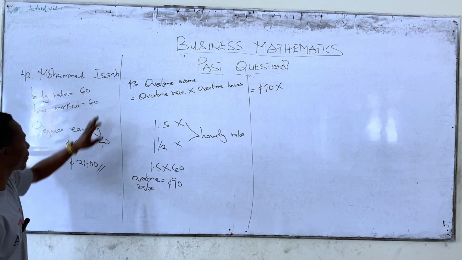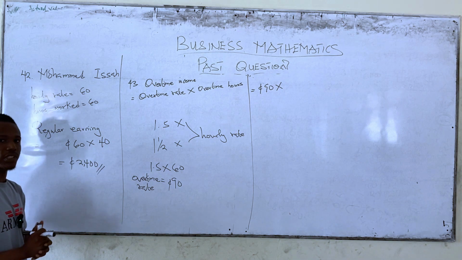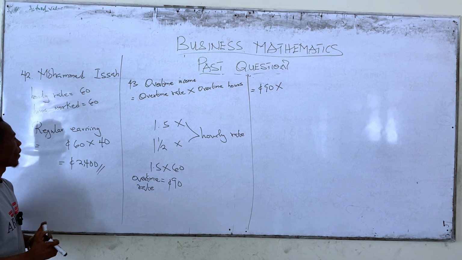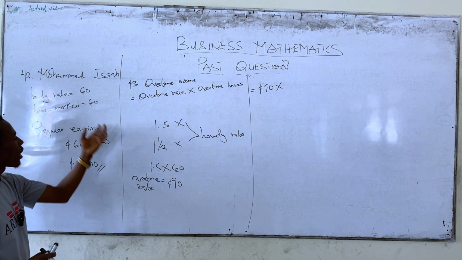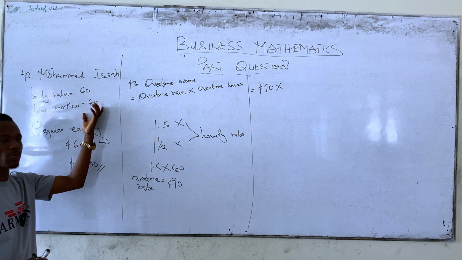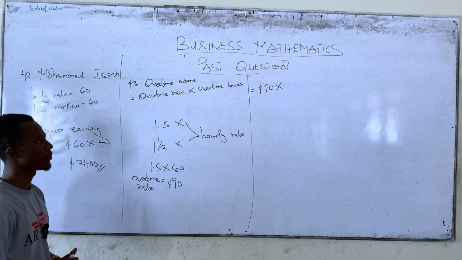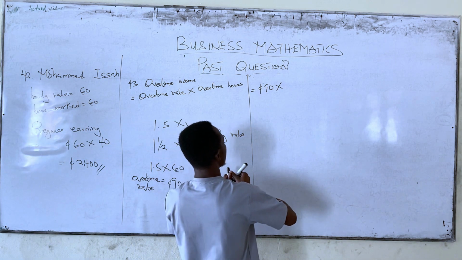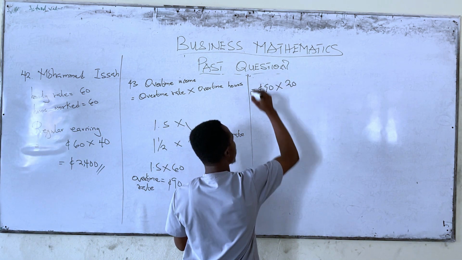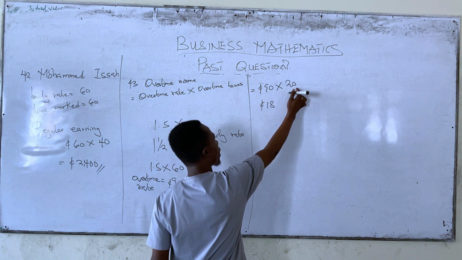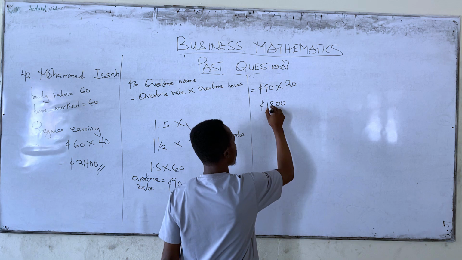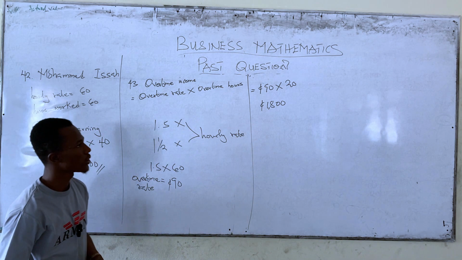So now, we took 40 when we were calculating for the regular. Do you get it? Now what is left? 20. I hope you get that. And that 20 is the overtime hours. So we are going to multiply the 90 by 20. 9 times 2 is 18. So 18, and we add our two zeros. 1,800. Is that good? Yes.